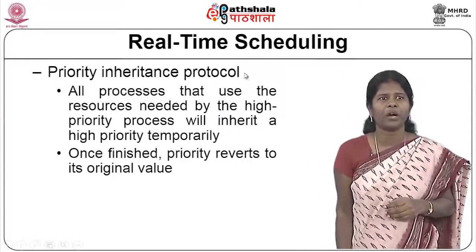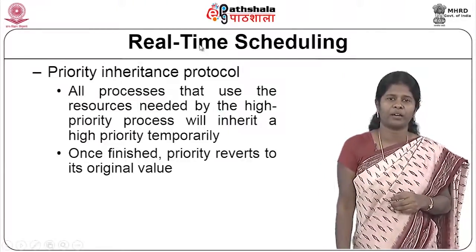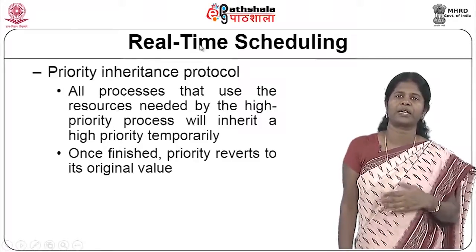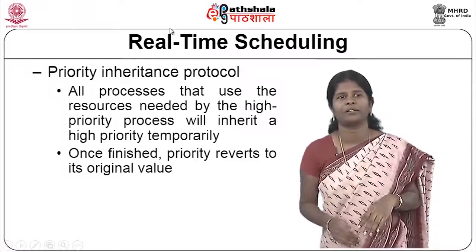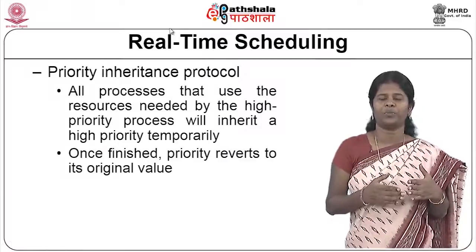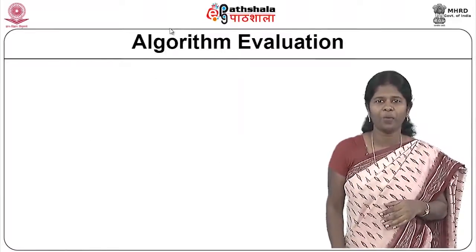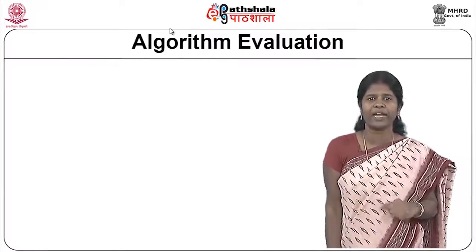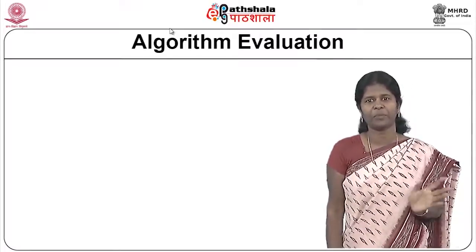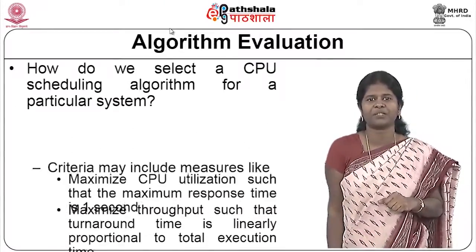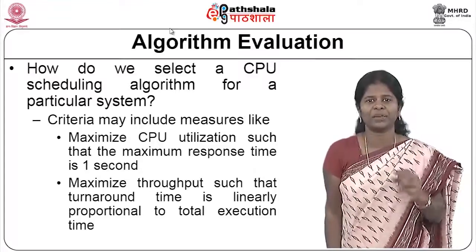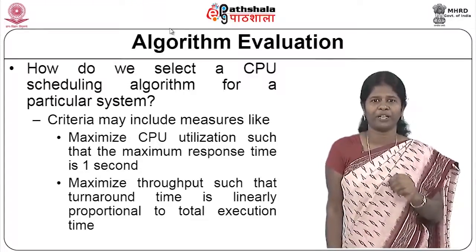So, we have learnt about real time scheduling and how scheduling happens in a real time system. And now we will move on to see how CPU scheduling algorithms are evaluated. You have learnt about a number of scheduling algorithms. So, how do we select a CPU scheduling algorithm for a particular system?